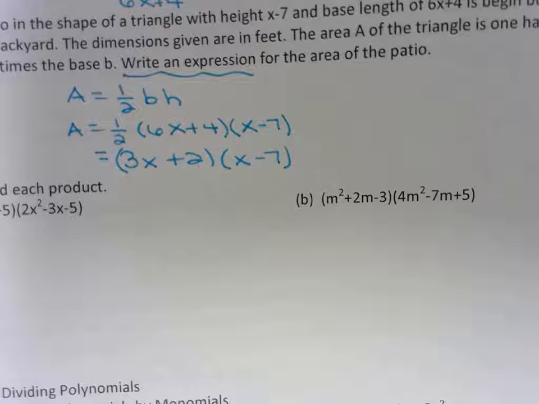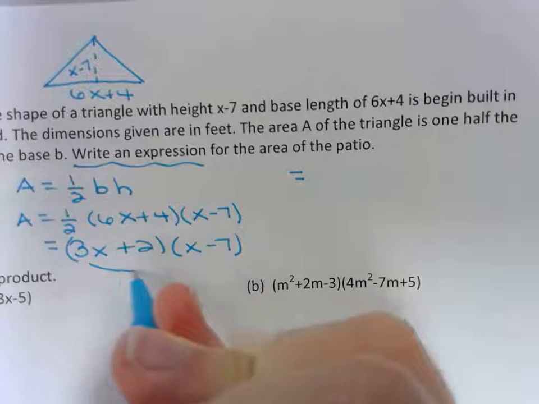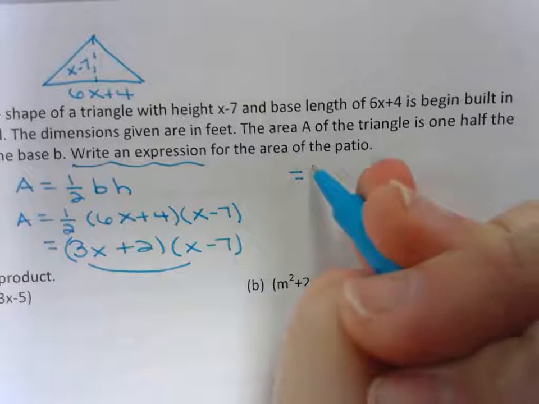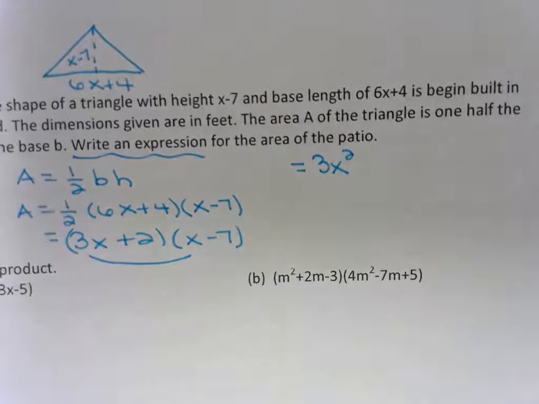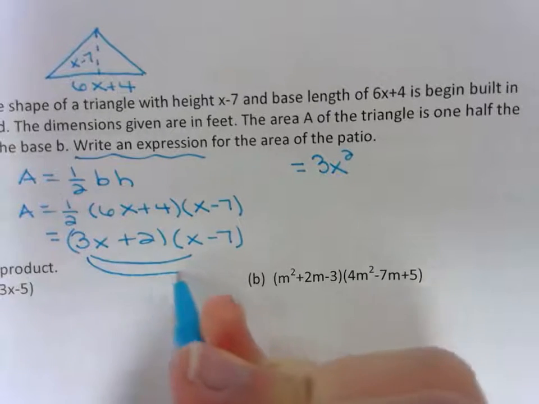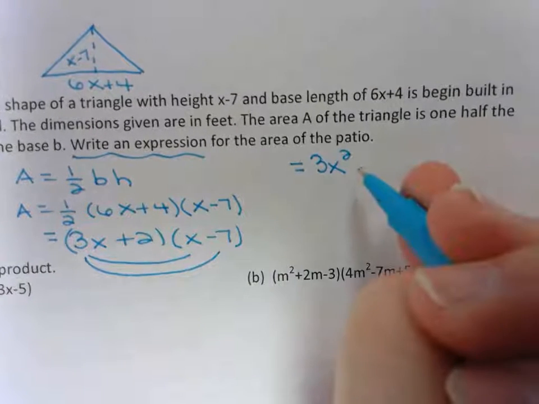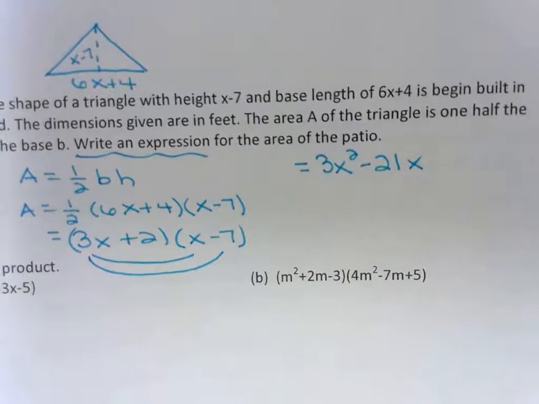So I have 3x plus 2 times x minus 7. It's a binomial times a binomial, so we can just FOIL or think about distributing. The first two I'm going to multiply together is going to be what? 3x times x. So 3x times x? 3x squared. Next two? 3x times negative 7. Negative 21. Perfect. Negative 21x. Don't forget the negative with it.